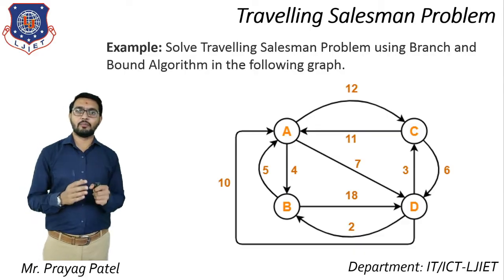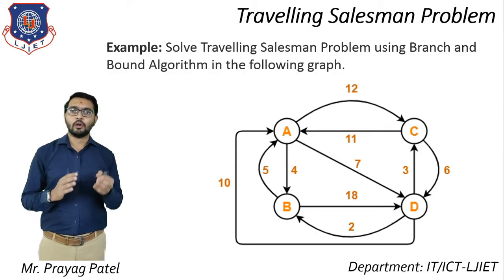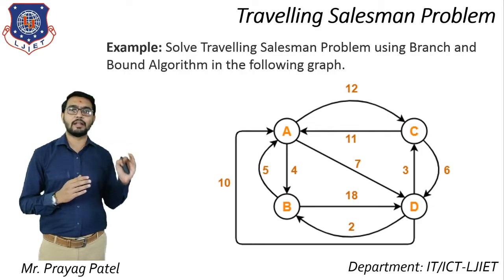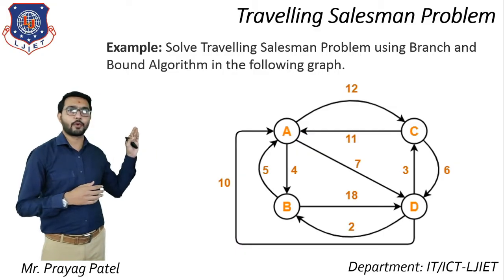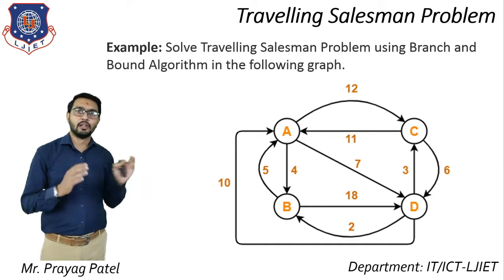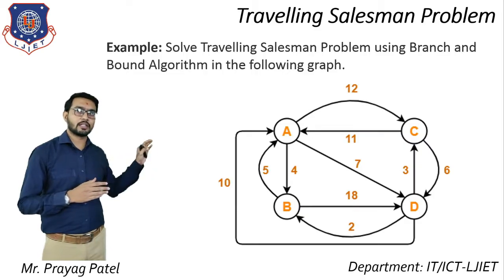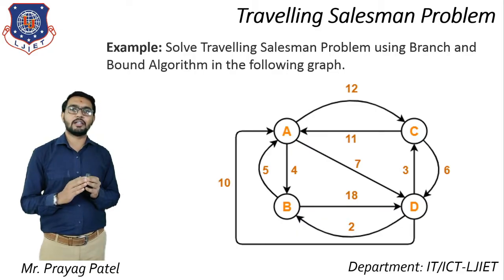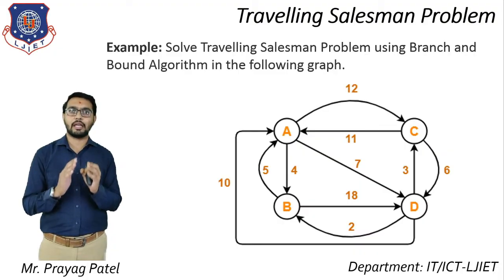Now consider one example, and using this example understand how the traveling salesman problem works, or how we can find the solution for the traveling salesman problem using the branch and bound algorithm. Now consider the example: solve the traveling salesman problem using the branch and bound algorithm in the following graph. Here in this graph we have 4 nodes A, B, C and D. Consider the nodes A, B, C, D as 4 cities, and consider the starting node as node A, meaning your starting city is node A.